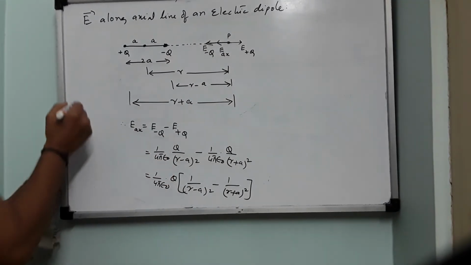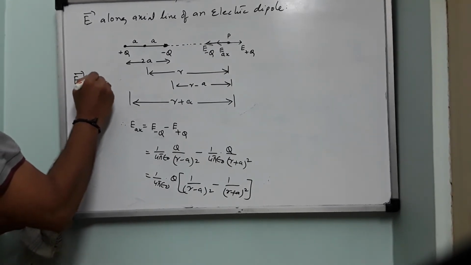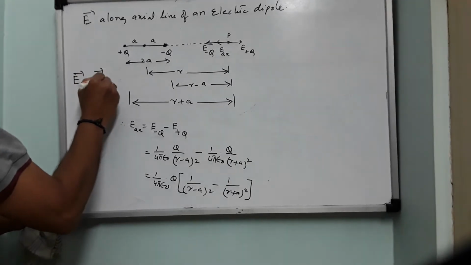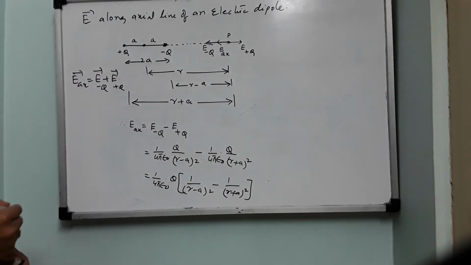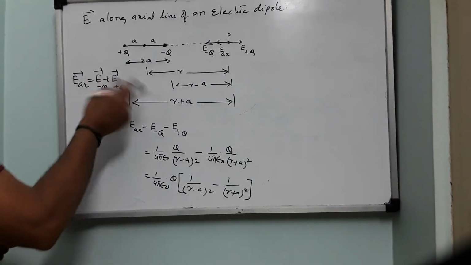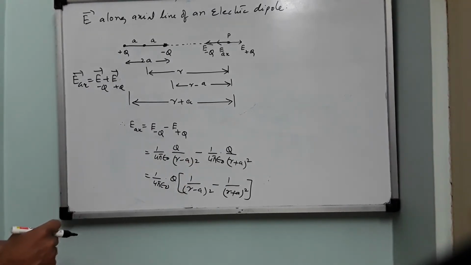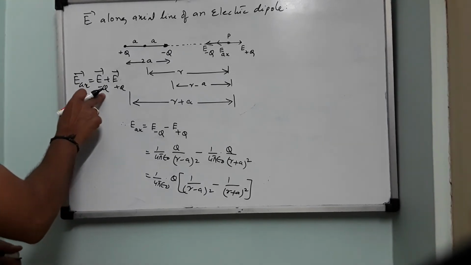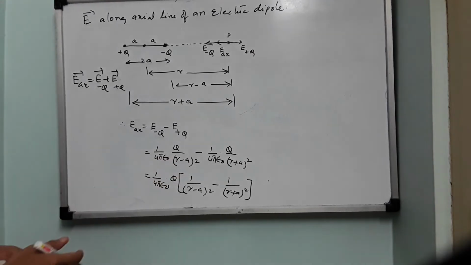Otherwise, if you ask me to write the vectorial notation, E axial vector equals E due to minus q vector plus E due to plus q vector. This is the principle of superposition. Then, as they are in the opposite direction, this expression will automatically come. You are coming to the point of opposite direction because this happens to be a negative charge. So no need to include that negative sign again here. Only the magnitude you write. Fine.